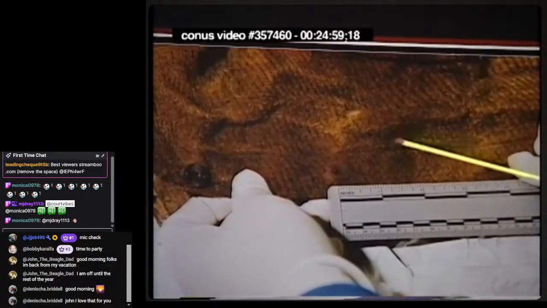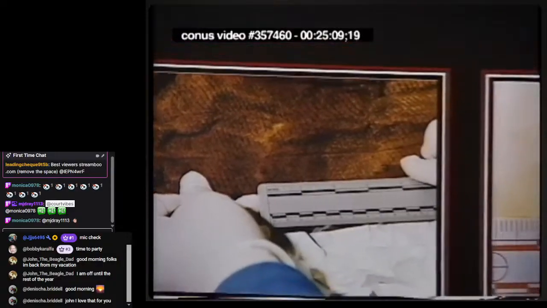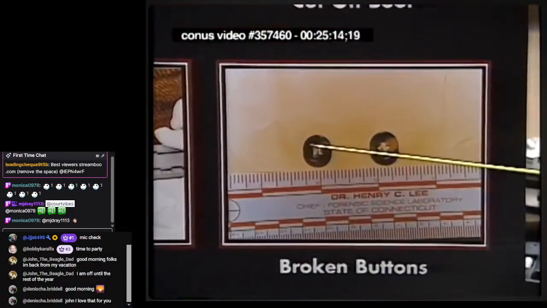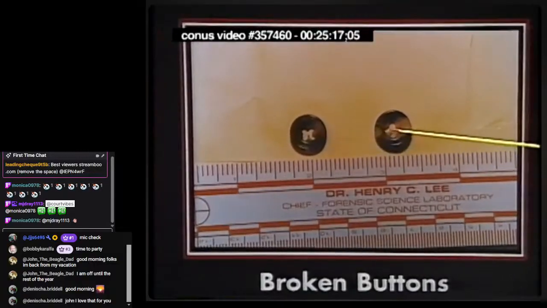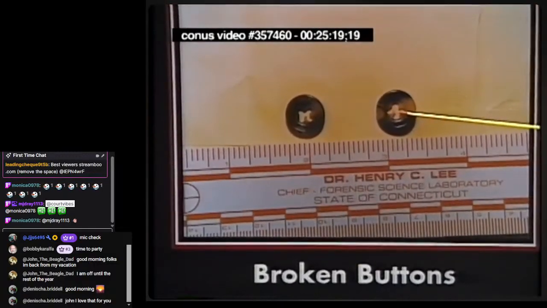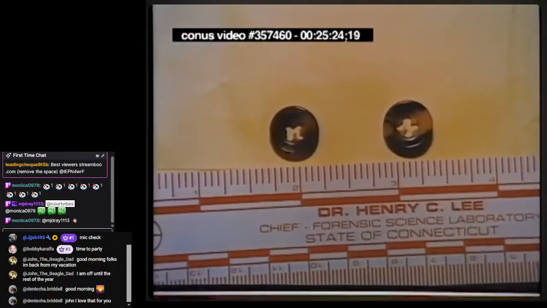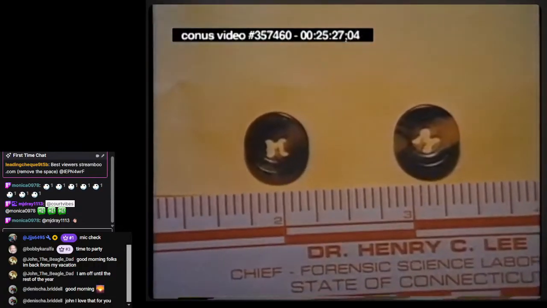I subsequently examined this shirt's left breast pocket. I recovered an envelope. Inside the envelope were 2 buttons. On each of these buttons, the center portion of the plastic is missing. The button itself is about 1 centimeter in diameter.